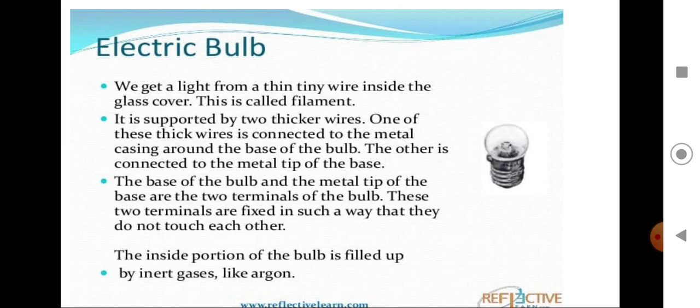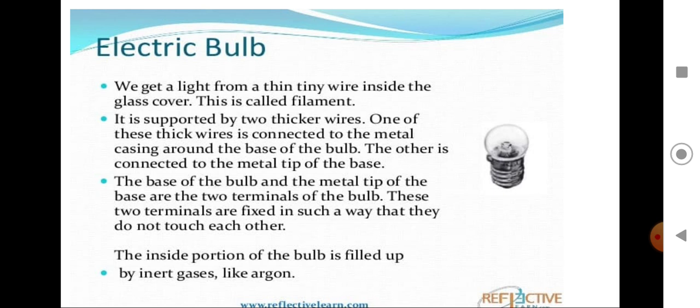So the next new term is electric bulb. What is this electric bulb? We get light. What do we use a bulb for, children? To get light energy. To produce that light energy, there will be one thin wire inside the bulb. That is called the filament. And in this bulb also there will be two terminals, positive and negative. This positive and negative terminal should be connected to the positive and negative terminal of the cell. Then only the flow of electrons will be there.